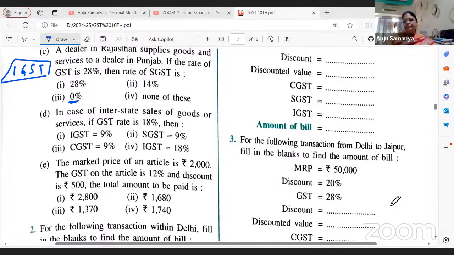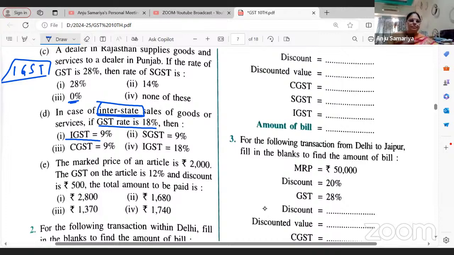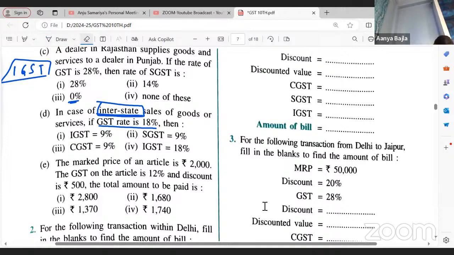Anya, what's the answer? 0%. Next question, look. This is interstate dealing. GST rate is 18%, this will not be halved. In interstate, where does all the tax go? It becomes IGST, right? Yes ma'am. IGST will not be 9%, it will be 18%. Yes. 18%.